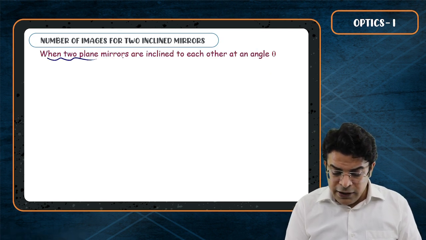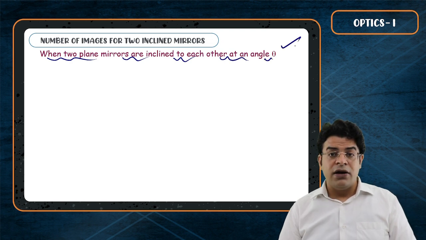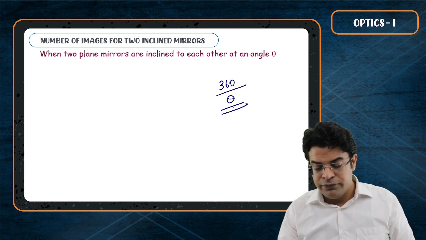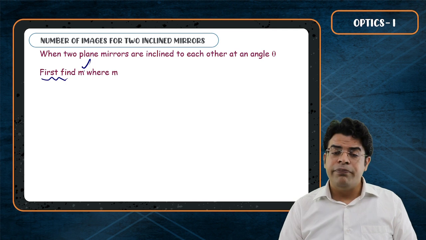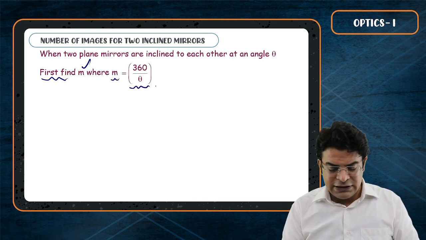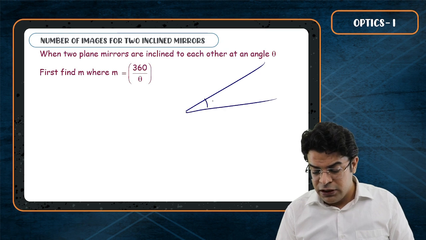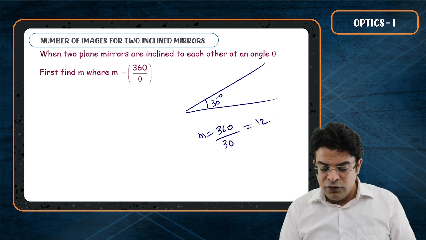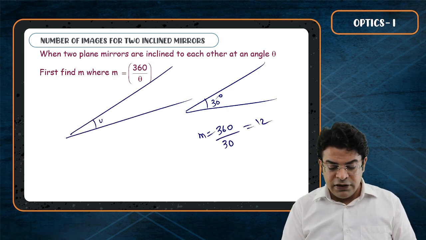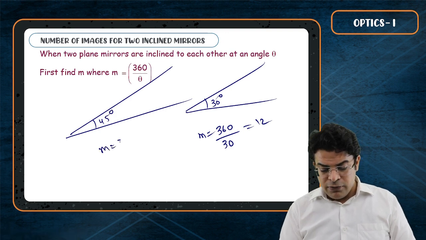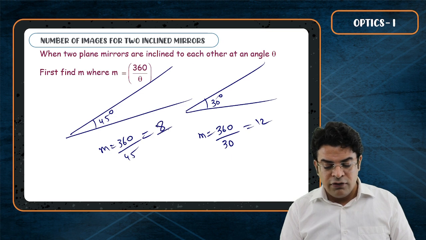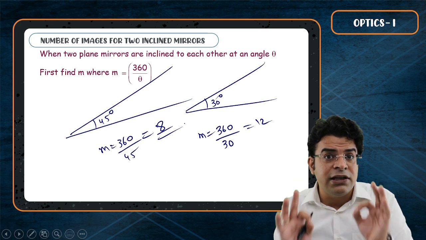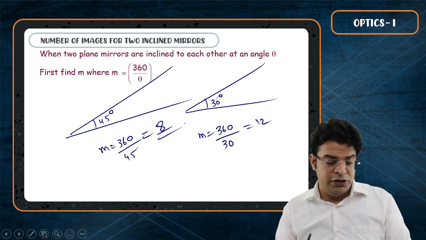So when two plane mirrors are inclined to each other at an angle theta, the first thing that you have to do is find the value of 360 by theta. So you will say that find M, where M is nothing but 360 by theta. If there are two mirrors inclined at an angle of 30 degrees, then your M will be 360 by 30, and that will give you 12. If two plane mirrors are inclined with each other at an angle of 45 degrees, then your M will be 360 by 45, which will give you 8. Your first job is to find M, where M is 360 by theta, and theta is the angle between the two plane mirrors.